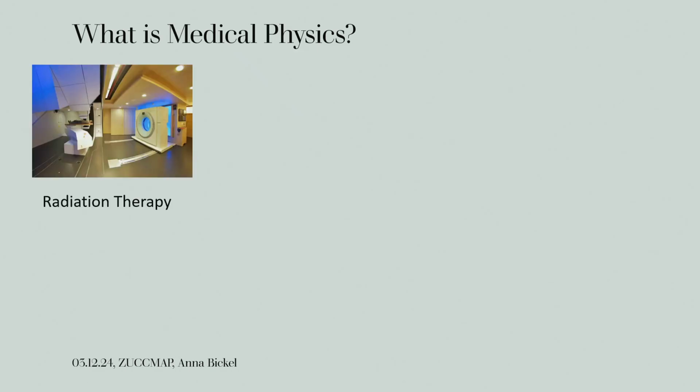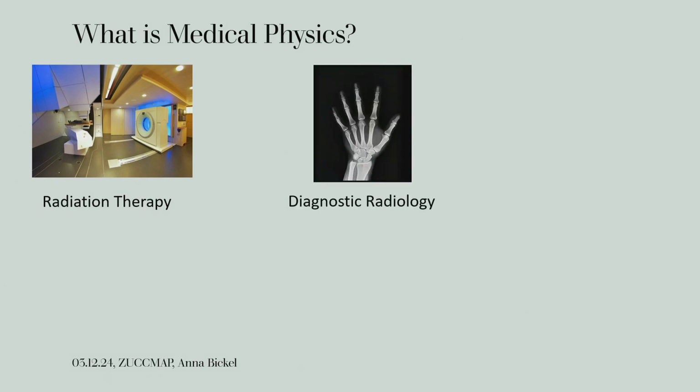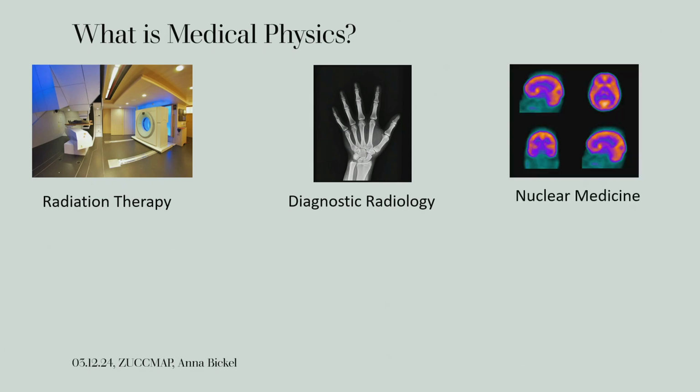So we have radiation therapy. This is where we apply radiation to cure cancers. In diagnostic radiology, we use any type of imaging to diagnose diseases and ailments. So we can image a tumor, but we can also use an X-ray to look at broken bones. So it's not only to look at tumors, but also very simple things.